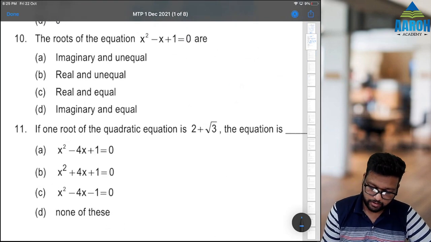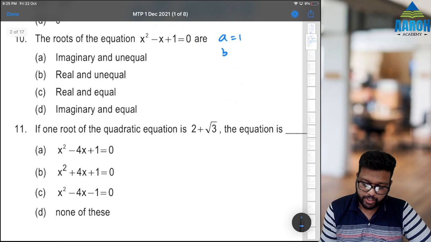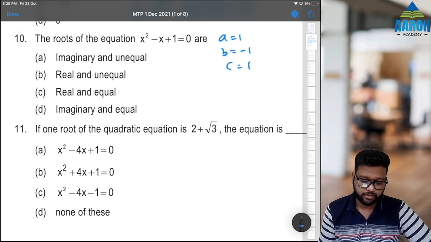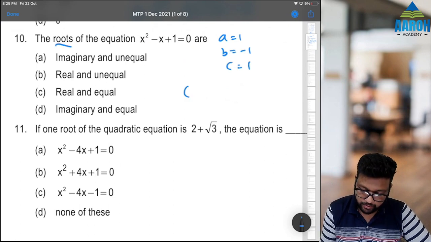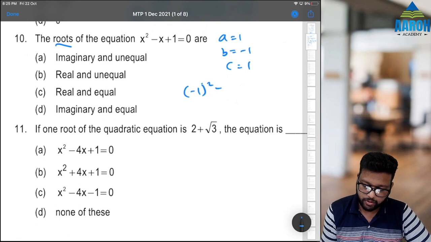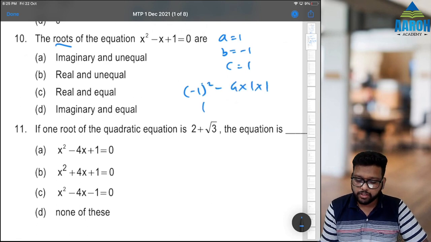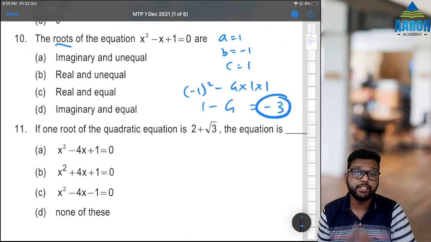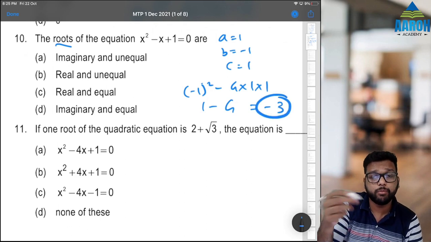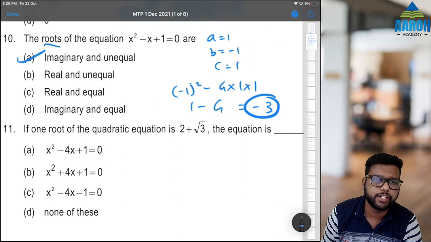10th, very simple. Nature of roots. A is 1, B is minus 1, C is 1. Nature of root depends on b square minus 4ac. That is 1 minus 4, that is minus 3. If b square minus 4ac is negative, that means the root will have a negative part. So imaginary and unequal is the correct answer.